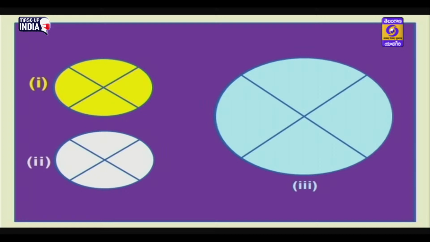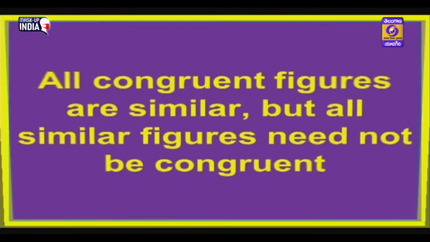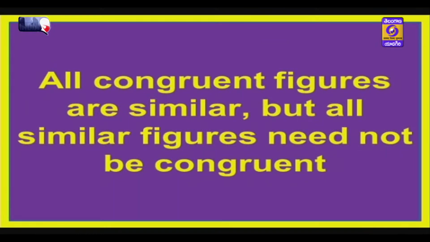So, when we compare the first and third figures, can we say that these two are congruent? No, they have different sizes. We say that the first and second figures are congruent, but the first and third figures are not congruent. But we say the first and second are similar and the first and third are also similar as they have the same shape. So, we can say, children, all congruent figures are similar, but all similar figures need not be congruent.